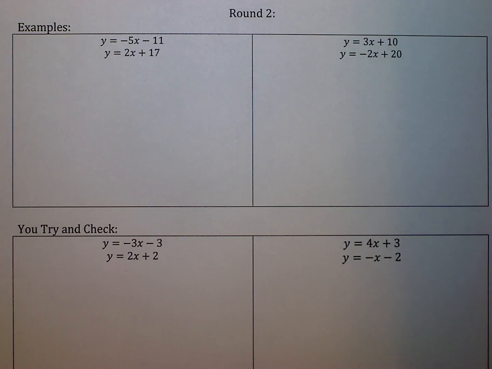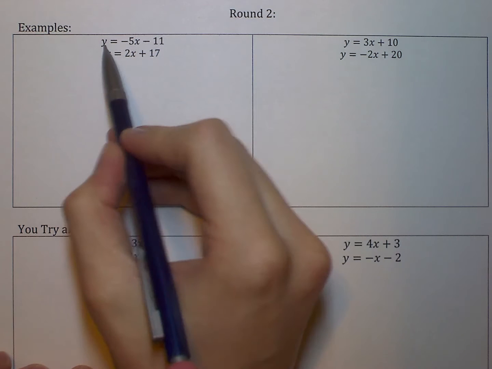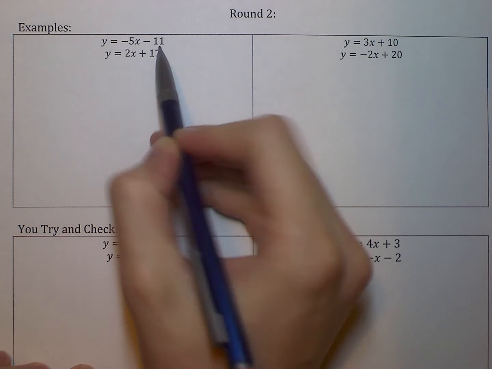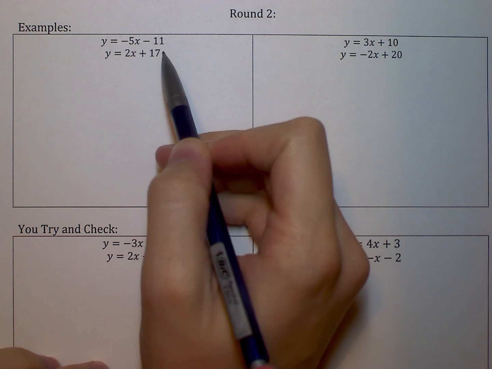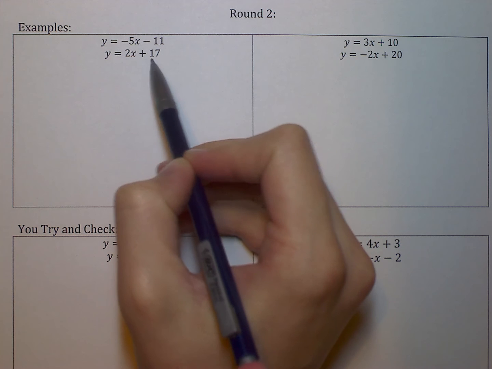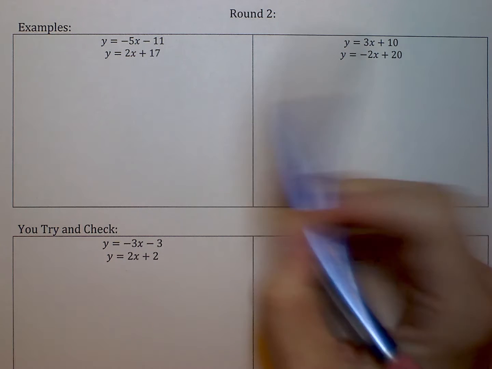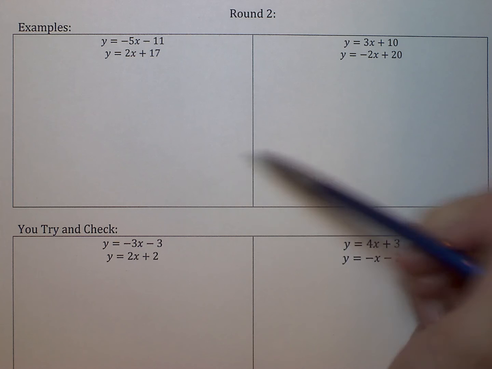There's another type of problem where substitution is a convenient way to solve. Notice these. You actually have two equations that are in slope-intercept form, so you might think, oh, I'll just graph these. That'll be the easiest way to solve. Well, the thing is that this equation, look, the y-intercept is 17 and the y-intercept is negative 11. Here it's 10 and 20. You'd have to have a pretty big graph to be able to graph these.